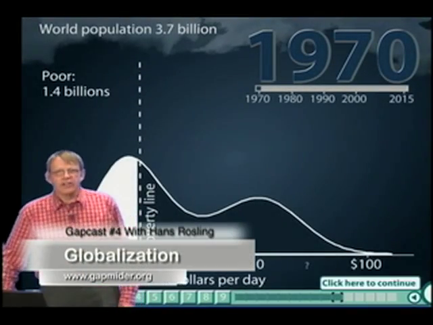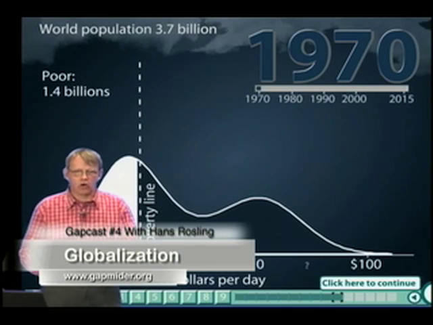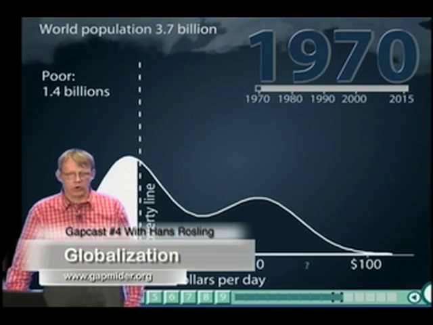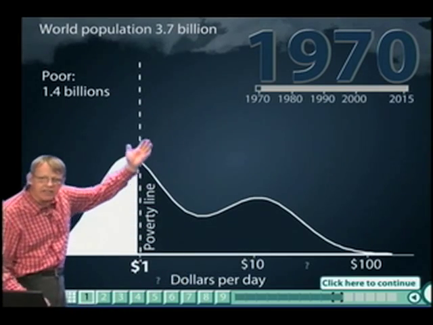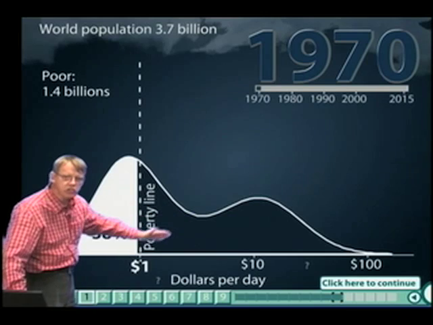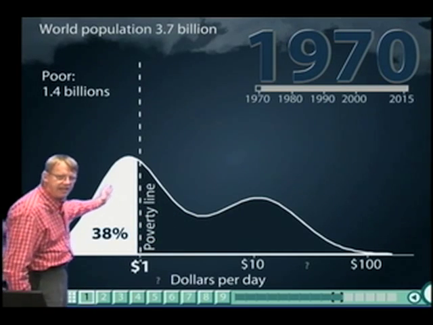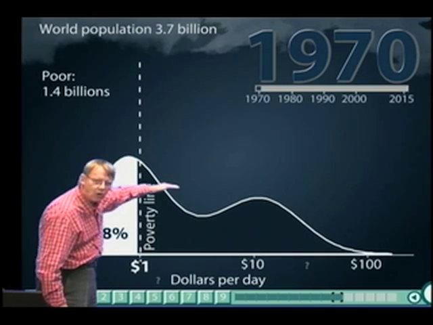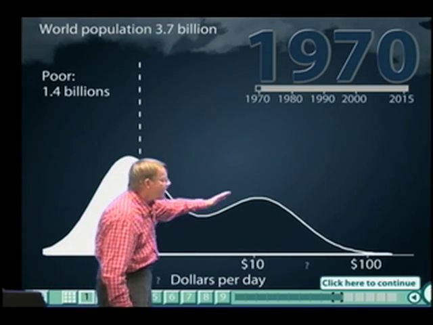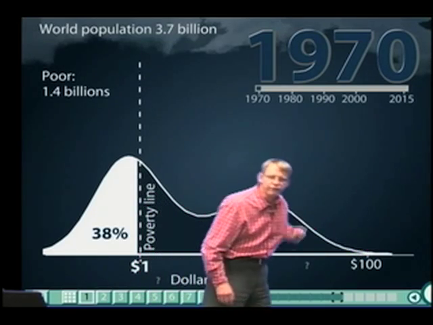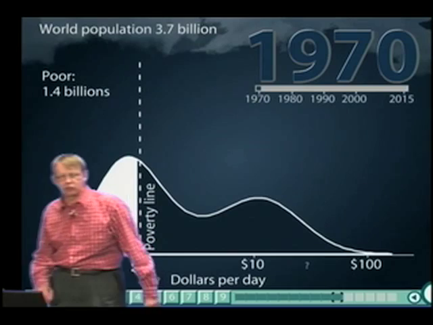Gapcast number 4 deals with how the world economy has affected the incomes of people across the world. This chart, look at it, it's from 1970. It shows the number of people on different income that year. This hump had around $1 a day, and then there was a hump here around $10 a day, and it continues all the way to the few people who lived on more than $100 a day.